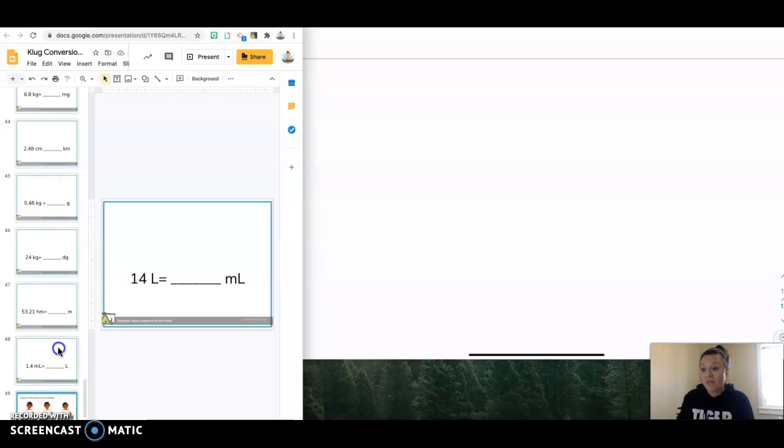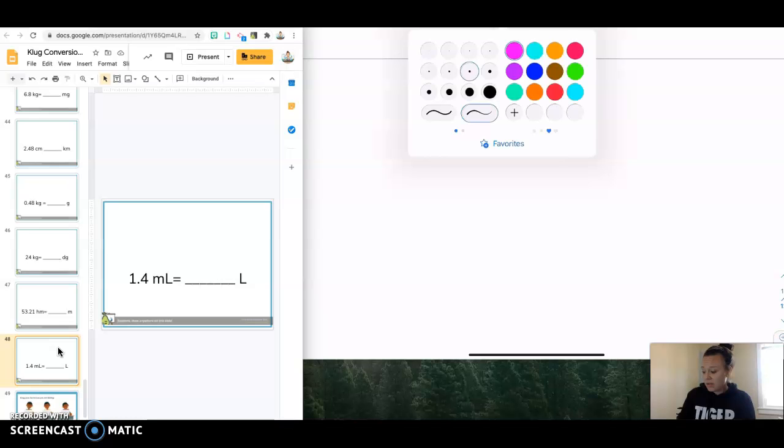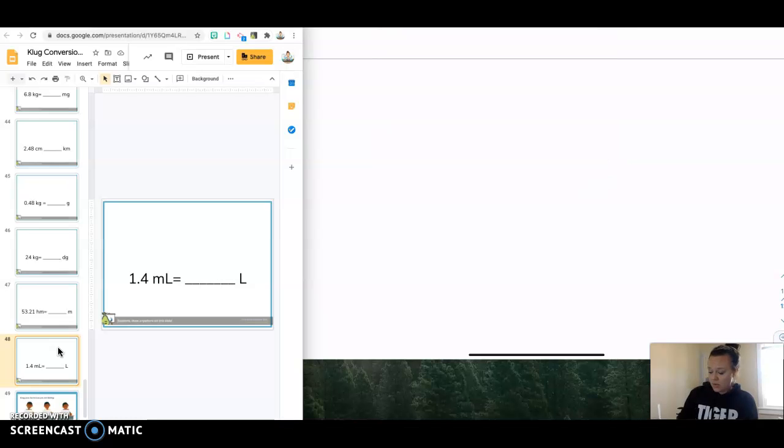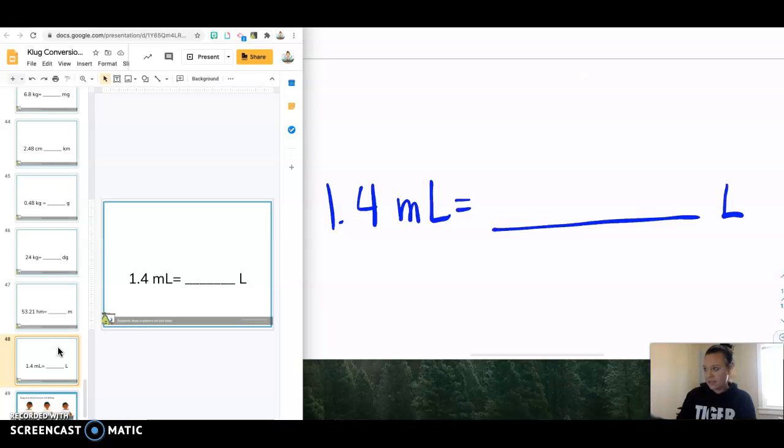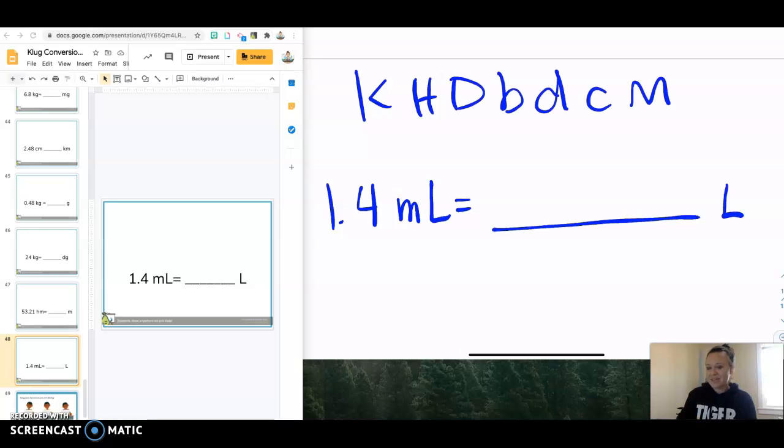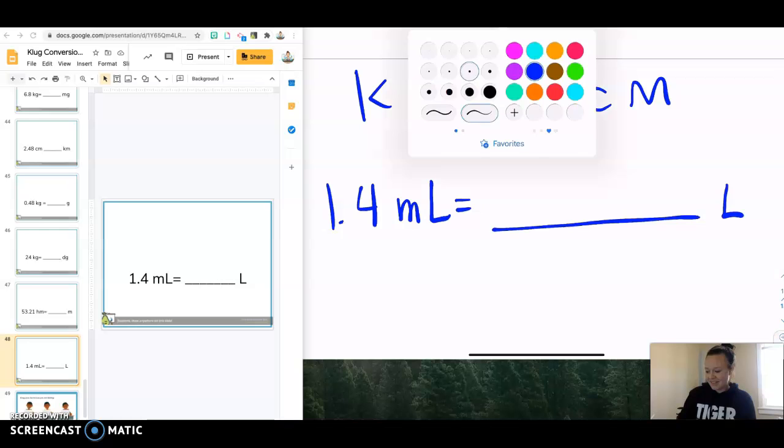I'm going to go from 1.4 milliliters equals how many liters? 1.4 milliliters equals how many liters? All right, anybody want to explain this one? Yes, absolutely. I would love that.